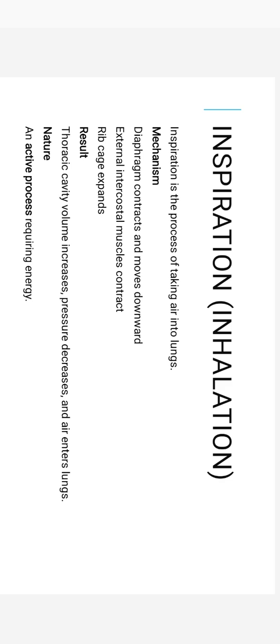As the thoracic cavity expands, lung volume increases and pressure inside the lung decreases. Since atmospheric pressure becomes higher than intrapulmonary pressure, air moves into the lungs. During forceful breathing, such as exercise, accessory muscles like the sternocleidomastoid and scalene muscles also assist in respiration.